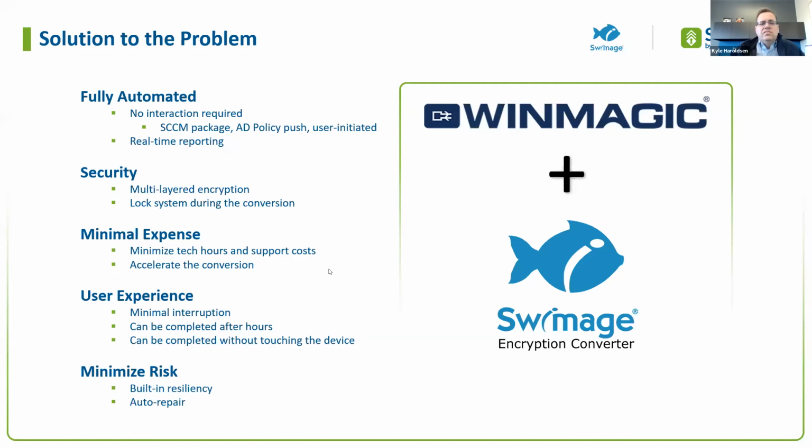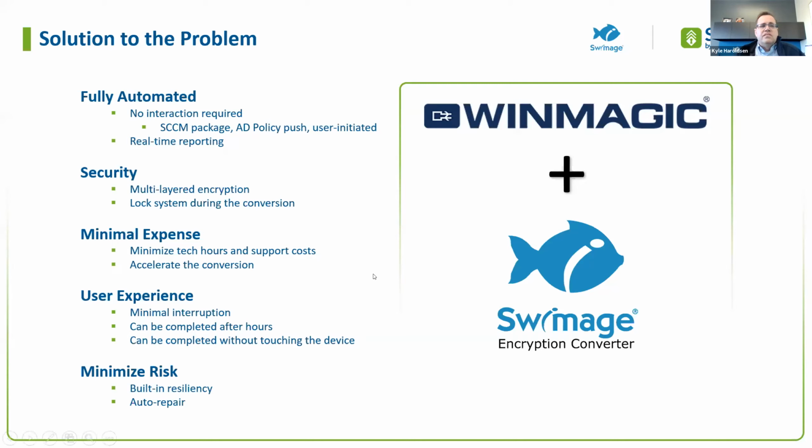All right, so you did a really good job at explaining the problems of having bad encryption technology and how difficult and challenging and cumbersome it is to get off of that. So what we've done is WinMagic and Swimage have joined forces, and we've produced a solution to really solve this problem. And I'll go through a couple of things we've done to fix this.